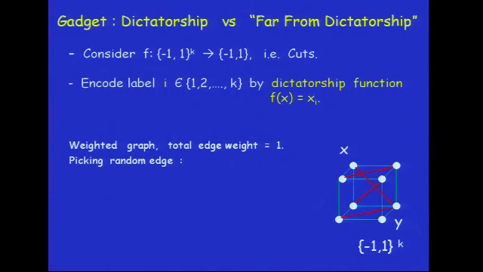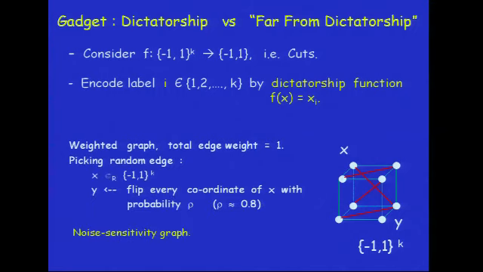The edge is defined by first picking a random vertex x of the hypercube, and then flipping every coordinate of x with probability rho. Think of rho as about 0.8, and that gives you y, right? That's how I pick an edge xy from this distribution. This is typically known as the noise sensitivity graph. So it's a weighted graph, with the sum of all edge weights equal to 1, and we'll be interested in cuts in this graph.